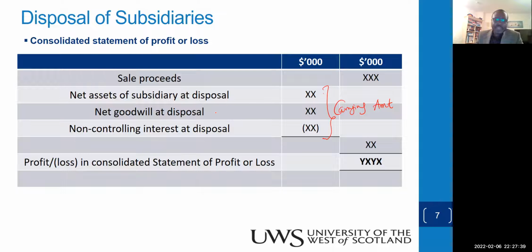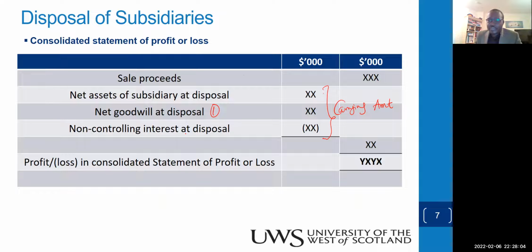Question is, does anything change in terms of goodwill calculation? No. The same goodwill that we know. You have your cost, plus the NCI valuation, and subtract the net identifiable assets of the subsidiary. You get your goodwill. Your goodwill at acquisition. But this time, it is goodwill on disposal. That's why I brought it in.